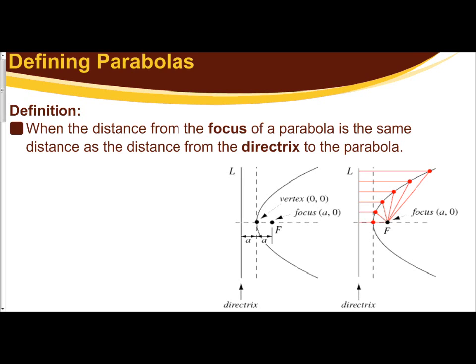When the distance from the focus of a parabola is the same as the distance of the directrix of the parabola, you have the conic section created. And what that's saying is if you go from the focus to a point on the parabola, we'll call this D1 for distance 1, and then you go from that same point to the directrix, we'll call that D2. For a parabola, those distances are equal to each other. It is the same distance. That is what defines a parabola.